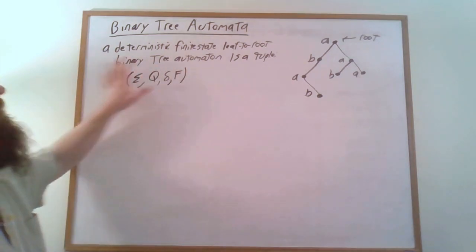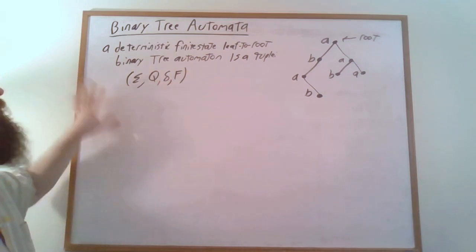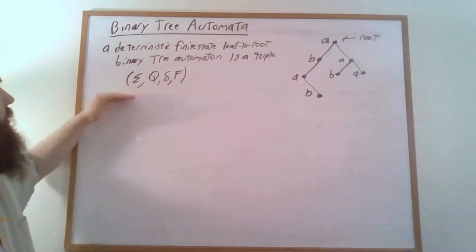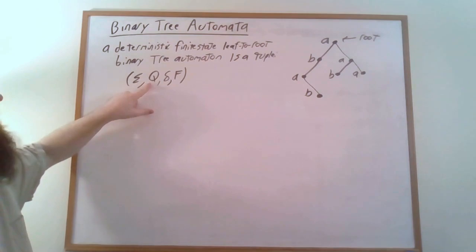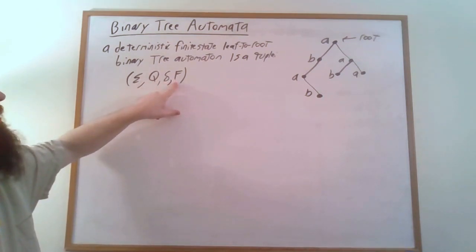So a deterministic finite state leaf to root binary tree automaton, which I'll just call a deterministic binary tree automaton, is a tuple. Again, we're going to have a finite alphabet, a finite set of states, some sort of transition function, and a set of final states.